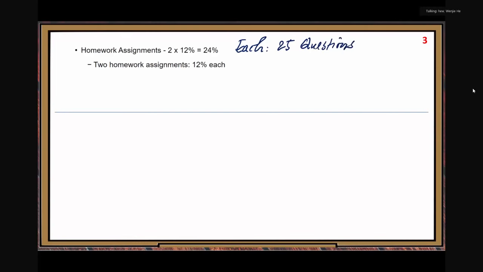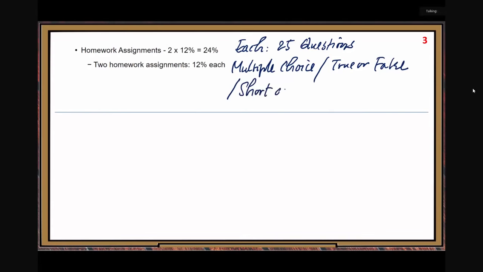Then question types. There are 4 different types of questions. The first type, multiple choice. Second type, true or false. The third type, short answers. The last type, full solutions.